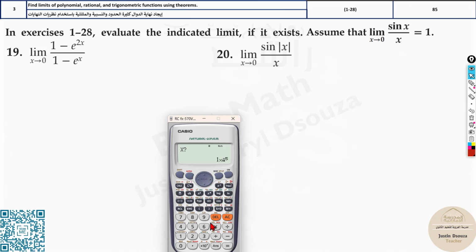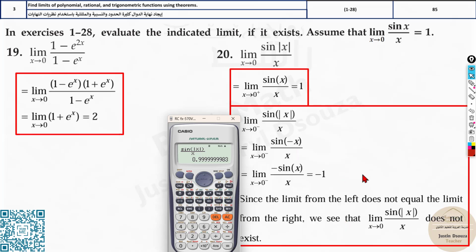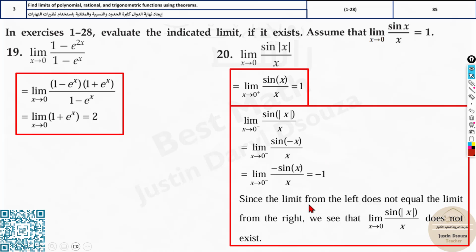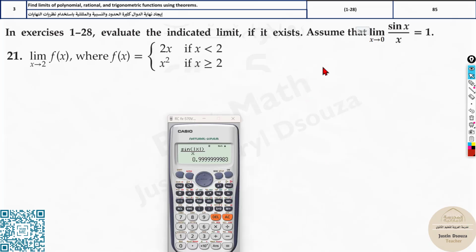x. Calculate this at minus 0.001. What is the answer? It's minus 1. Let's calculate it at 0.0001, and it is 1. So these are the two answers. Over here does not exist, sorry. Why? Because we got minus 1 and plus 1, so it does not exist. Similarly, do the other problems by yourselves.